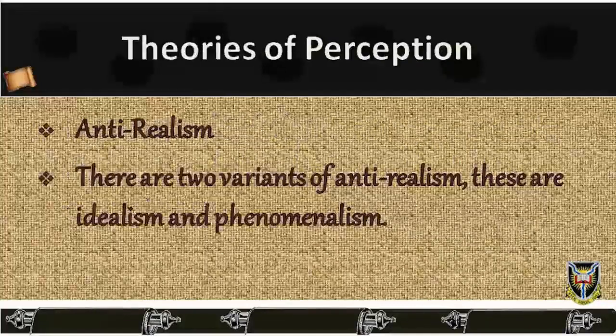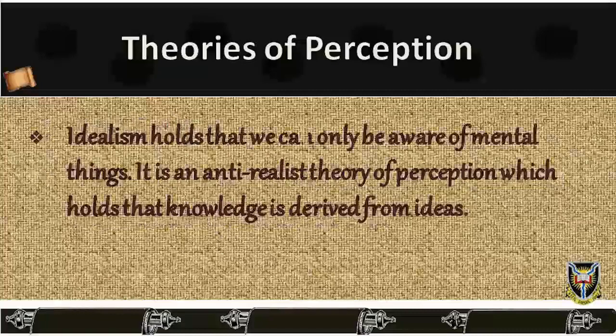Anti-realism. There are two variants of anti-realism. These are idealism and phenomenalism. Idealism holds that we can only be aware of mental things. It is an anti-realist theory of perception which holds that knowledge is derived from ideas.